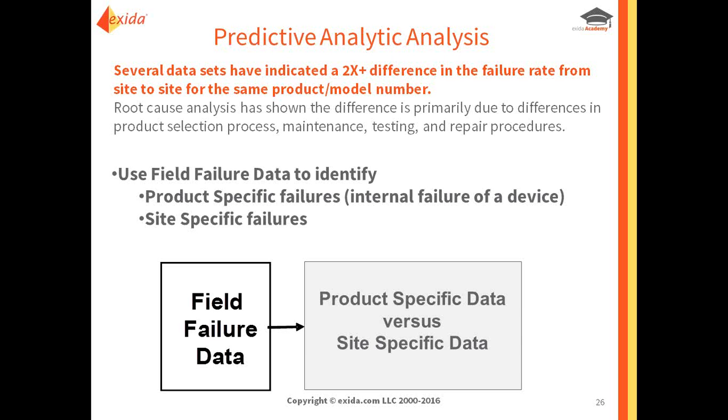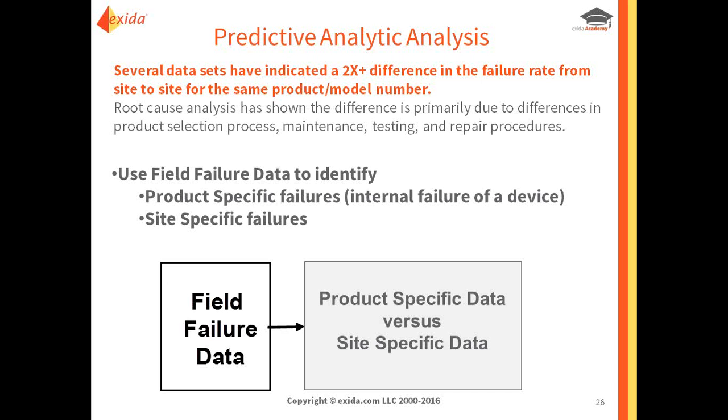And why is that? It's because they haven't defined their process correctly. One's doing one thing, one's doing the other thing. And when you don't have an identified process in place and they're not doing the exact same thing, you're going to achieve different results, right? And so you're going to want to do a root cause analysis that's going to show the differences in this product selection process, maybe in your maintenance, your testing, in your repair procedures.